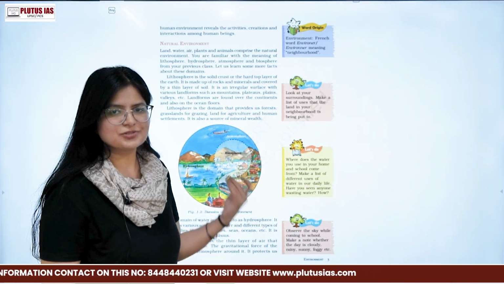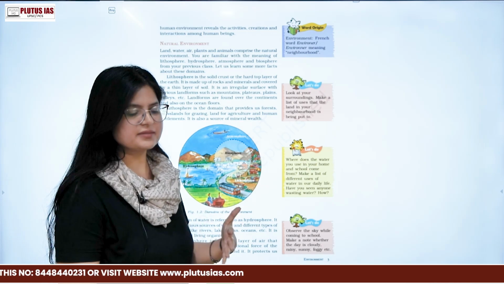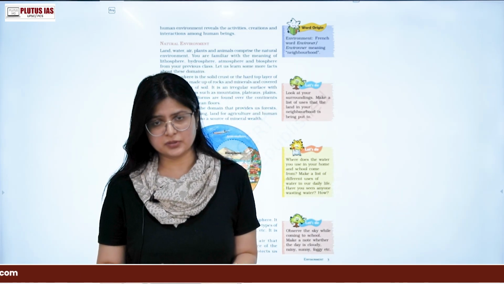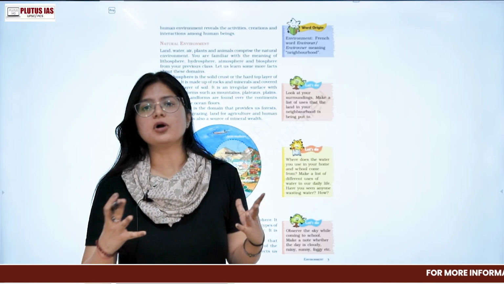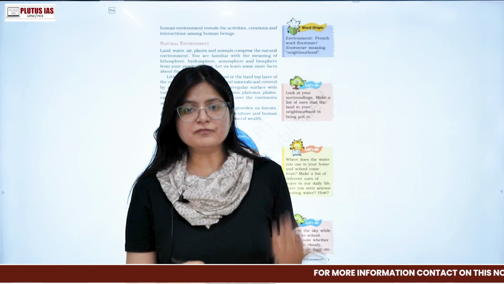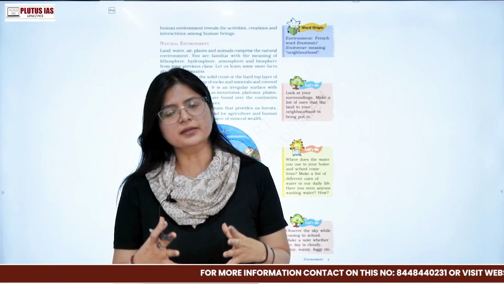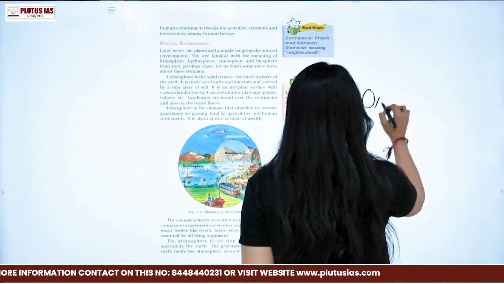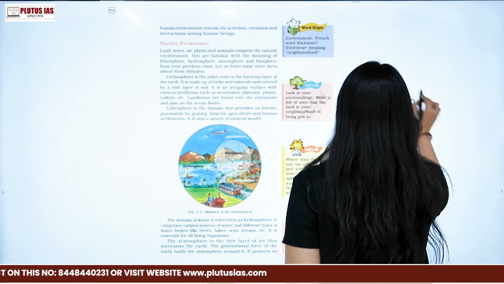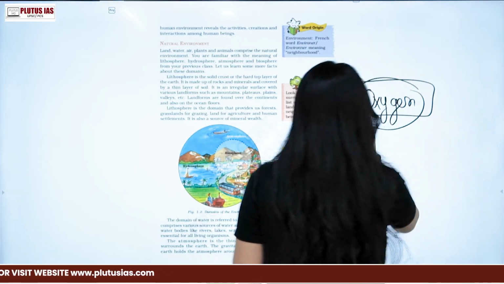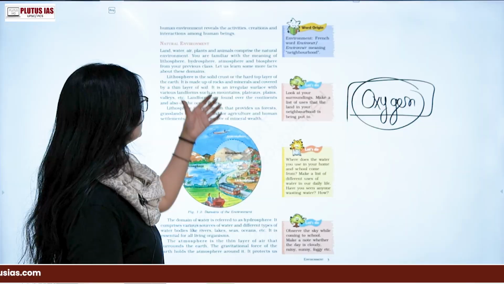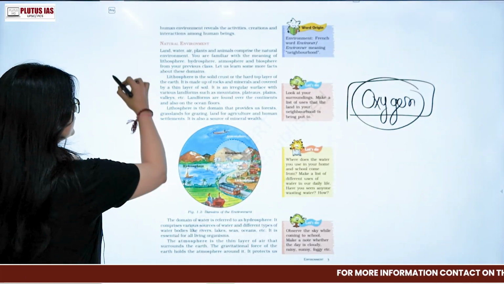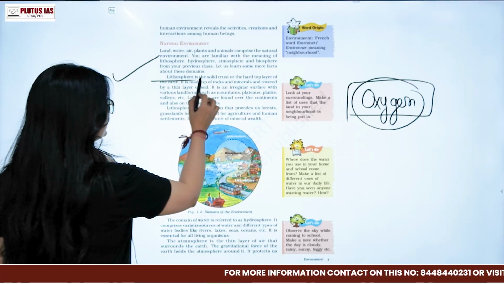I told you that the natural environment is something that existed before the existence of the earth. What has come? The main components which are helpful in the existence of living organisms. For example, what is the most important part? Oxygen, right? Oxygen is the most important part for living organisms. So land, water, air, plants, animals comprise the natural environment, and lithosphere is a solid crust.